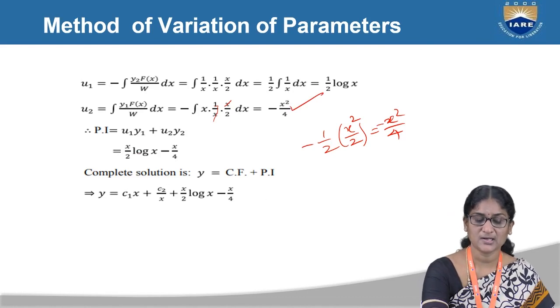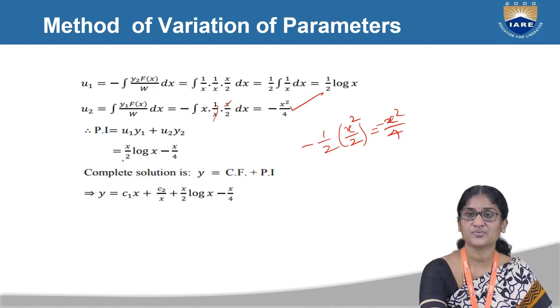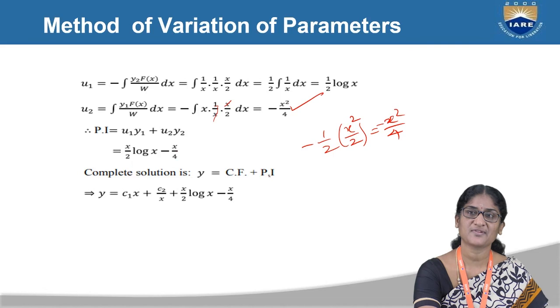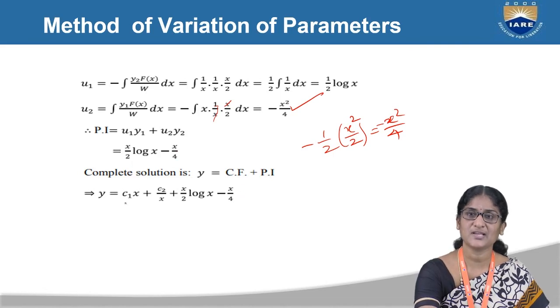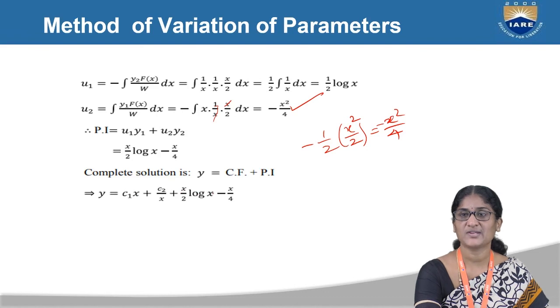Now the particular integral is u1 into y1 plus u2 into y2, so x by 2 into log x minus x by 4. The complete solution is given by the complementary function plus particular integral. As usual, the complementary function is c1 into y1, where y1 is given as x, plus c2 into y2, where y2 is given as 1 by x, plus x by 2 into log x minus x by 4.